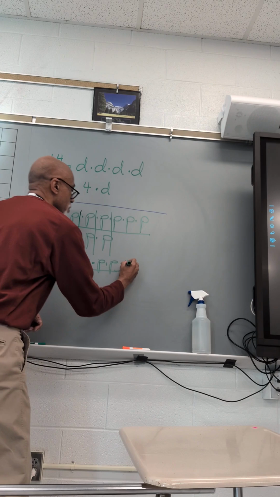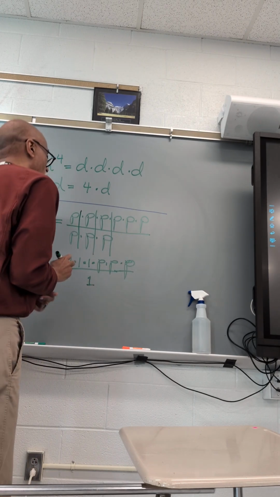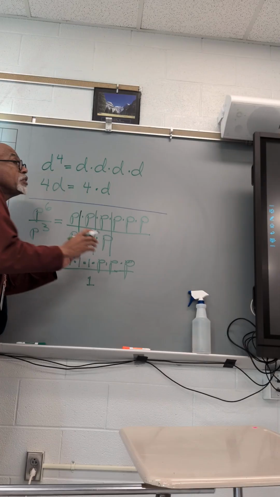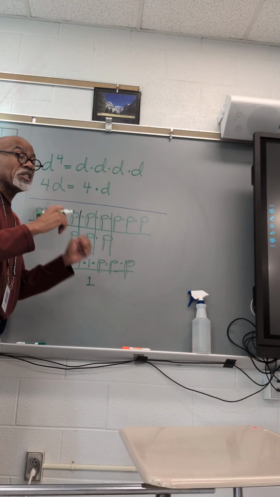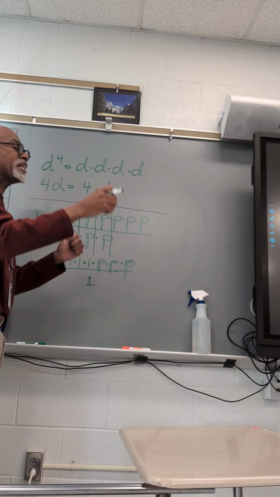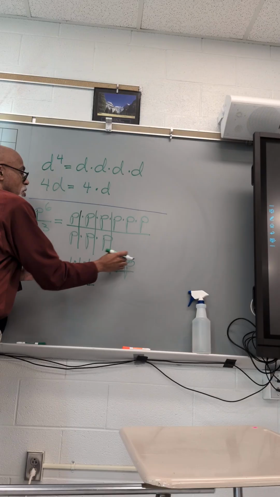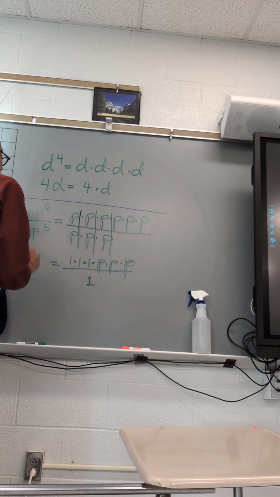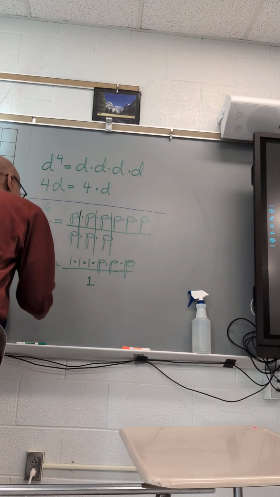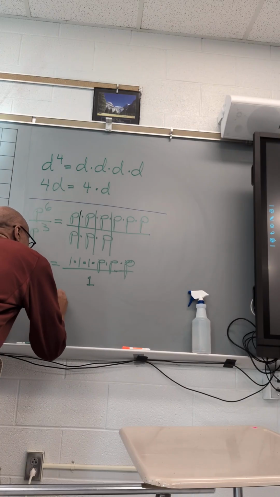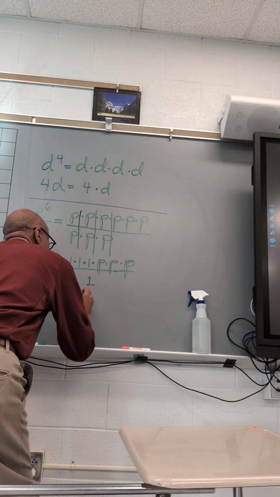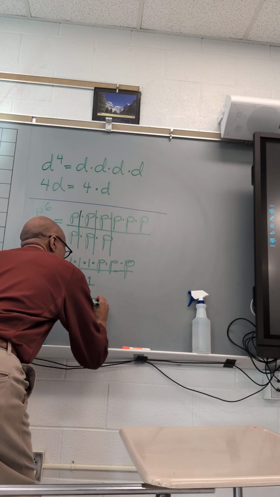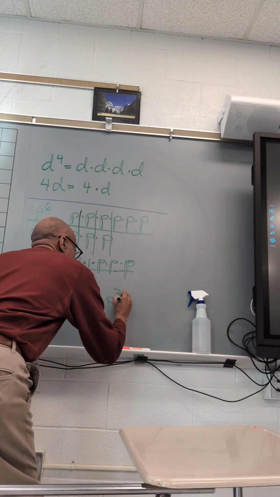And again, people get mixed up with this and call it 3P. No, remember, 3P is 3 times P. This is now P to the third power. So P to the sixth divided by P to the third ends up being P to the third divided by 1, which is just P to the third.